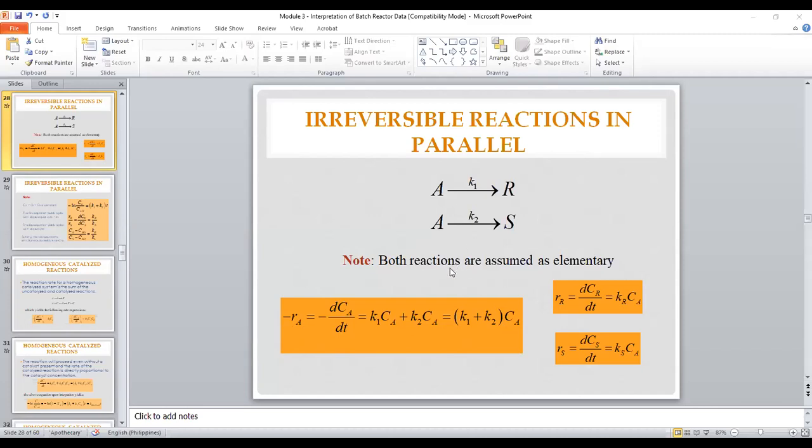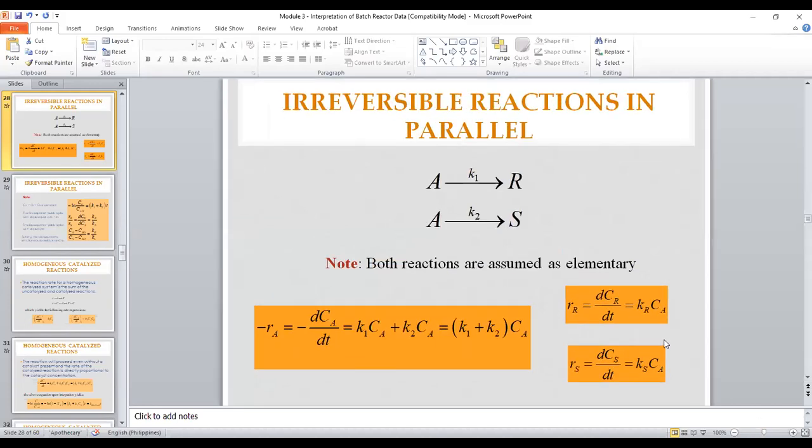Now, if we set a rate equation in terms of R only, or in terms of the formation of R, then that would be r sub R equal to dC_R/dt, the rate of formation of R, being equal to the product of K sub R C sub A. This K sub R is different than K sub 1, but if you recall the kinetics of homogeneous reactions that we have discussed, since stoichiometrically the ratio of A to R is just 1, we can automatically say that this K sub R is also equal to K sub 1, because they have stoichiometrically the same coefficients.